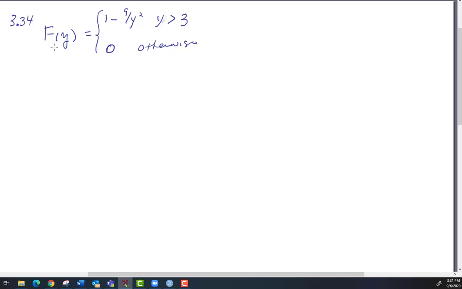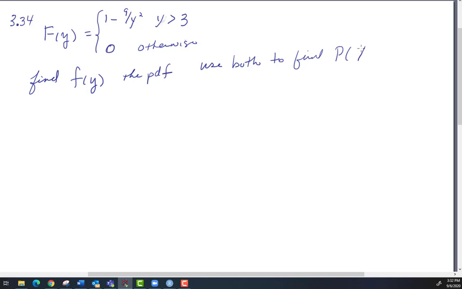Now my directions are to find f of y, lowercase f of y, the PDF, and then we'll use both to find the probability that Y, that's uppercase Y, the random variable, is less than or equal to, oh, I don't know, just say 4. That'll be a good one.